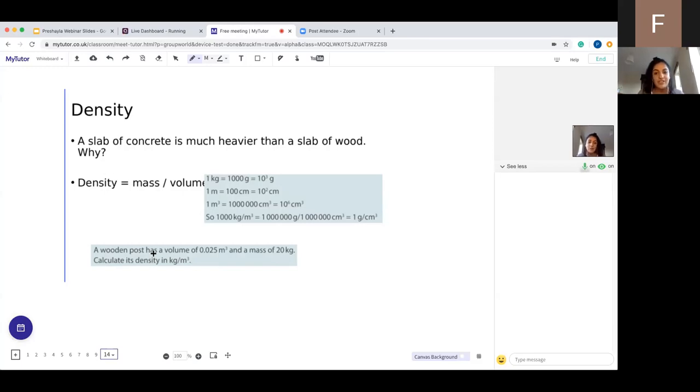And we have an equation which allows us to work out density. And that equation is density equals mass divided by volume. And if you want it in a simple equation, then it's going to look something like this.